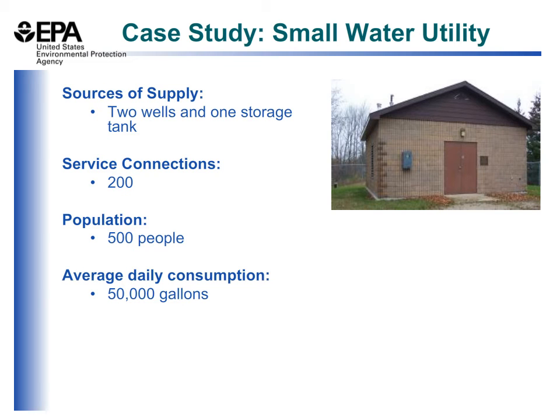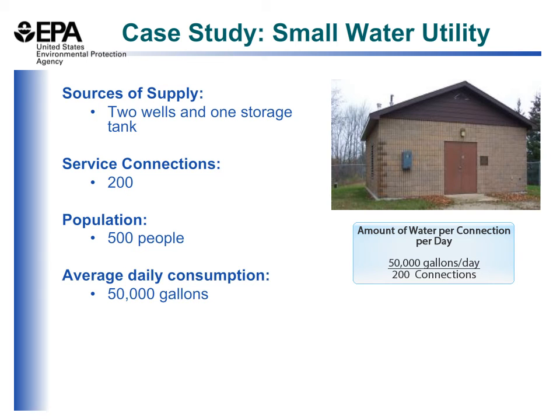So we'll start here with a case study on a small water utility. Your utility has 2 wells and 1 storage tank. That's the source of the water. 200 service connections, a population of 500 people, and an average daily consumption of 50,000 gallons per day. So that's about 250 gallons per day per connection.